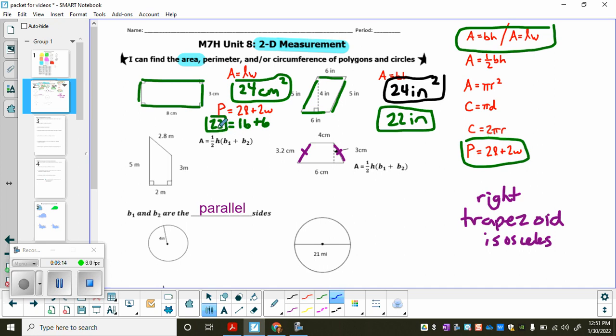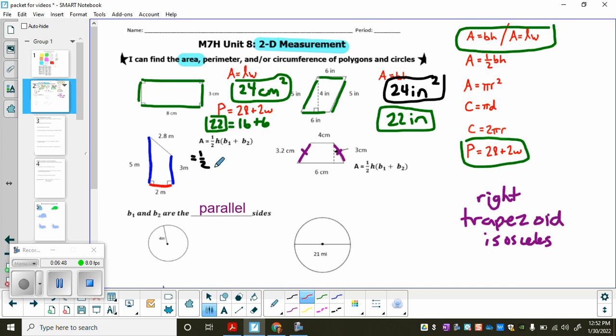The height, I just want to be very careful here with the height. The height is actually the amount of space between the bases. Now B1 and B2 are the parallel sides, okay? So they're called the bases, and you can identify them as the parallel sides. It's not always going to be the bottom, which is what a lot of us think when we think of the word base. But the bases, B1 and B2, are the parallel sides, which means the height is that space between them.